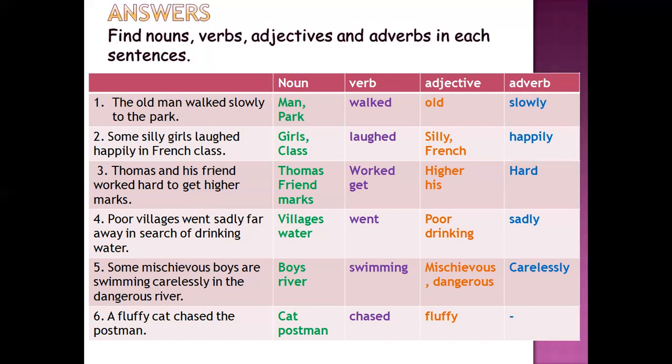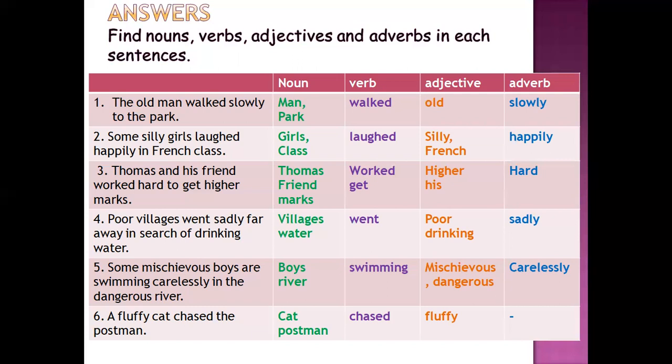Number 5. Some mischievous boys are swimming carelessly in the dangerous river. So there are also two nouns, boys and river. And the verb is swimming. And the two adjectives are mischievous and dangerous. Mischievous boys and dangerous river. So what is the adverb? That is carelessly. The boys swam carelessly.